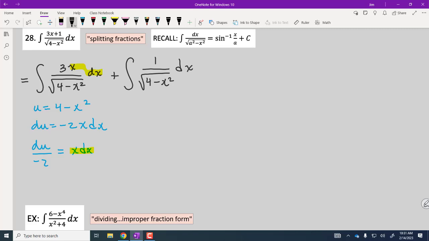So let's keep trucking over this direction. So that 3 is in the way. It's not part of the derivative down here. So we're just going to factor that 3 out to the front. And then the x dx becomes du over negative 2. And the over negative 2 can come to the front. Dividing by a constant, that can always just be moved to the front.